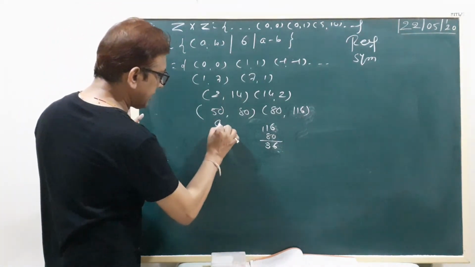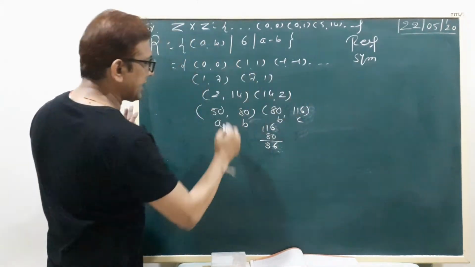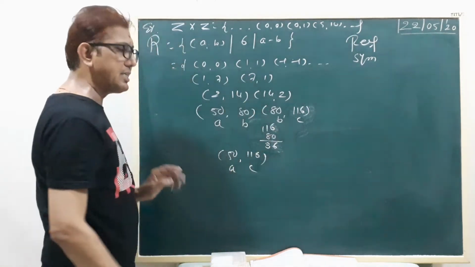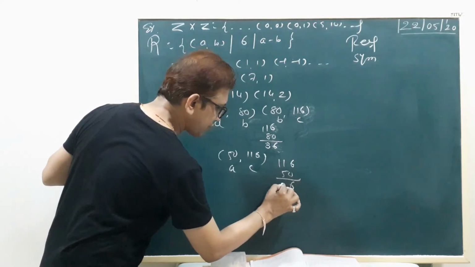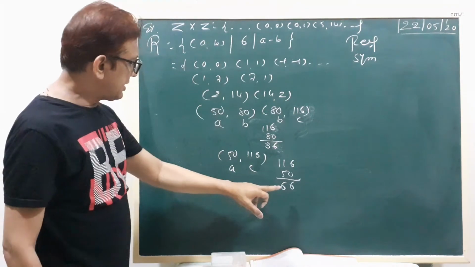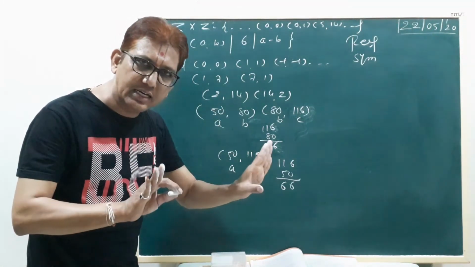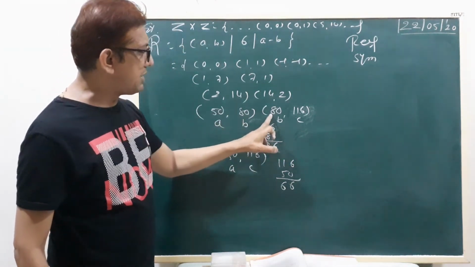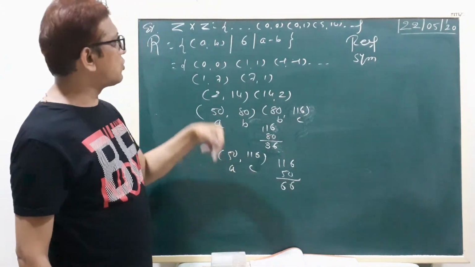Okay. So you can write here A relation B, and here B relation C. Now check the bracket, 50 and 116, A relation C. Subtract these two numbers, 116 minus 50, 6, 11 minus 5, 6, 66 is divisible by 6. Clear? So transitivity is possible. A relation B, B relation C, so A relation C is possible. So it is called transitivity.